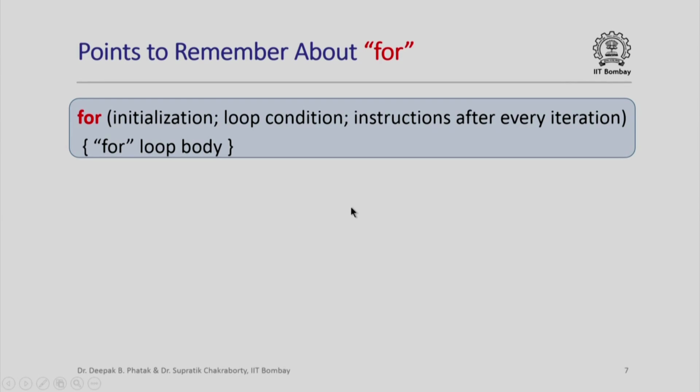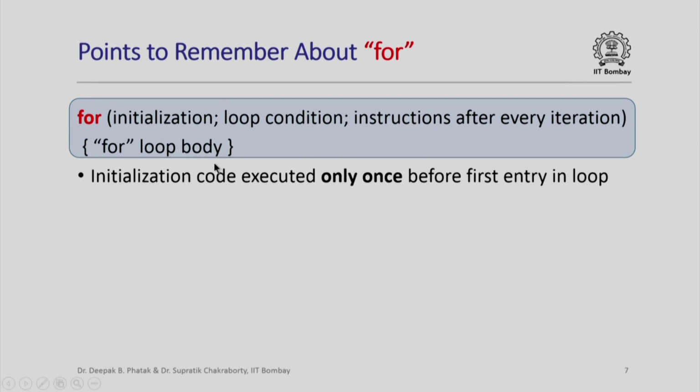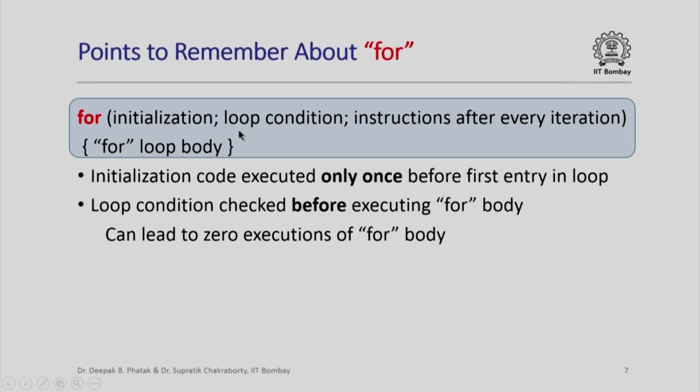Now there are a few points to remember about the for construct. So here is our for construct as we have just seen. Note that the initialization code is going to be executed only once, before the first entry in the loop. It is not going to be executed every time we enter the loop. Before the first time you enter the loop, that is the only time this initialization code will be executed. Note also that the loop condition will be checked before executing the for loop body. So if the loop condition evaluates to false the very first time, the for loop body may not be executed at all.